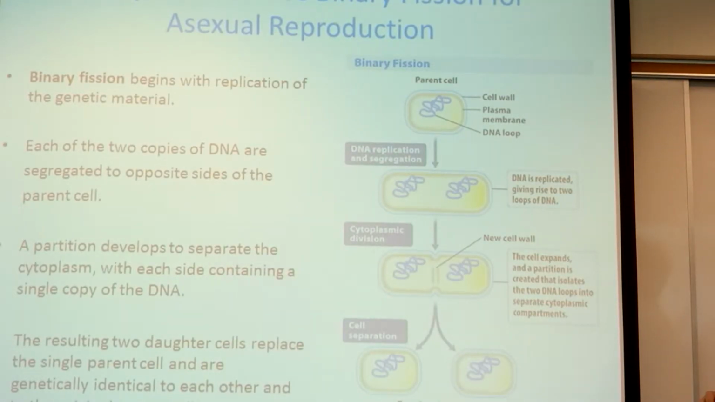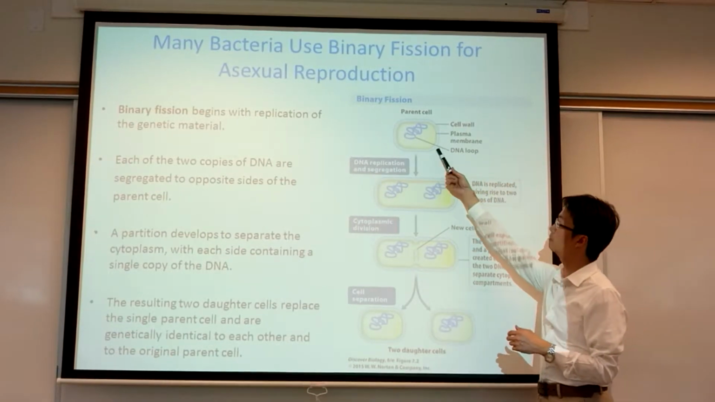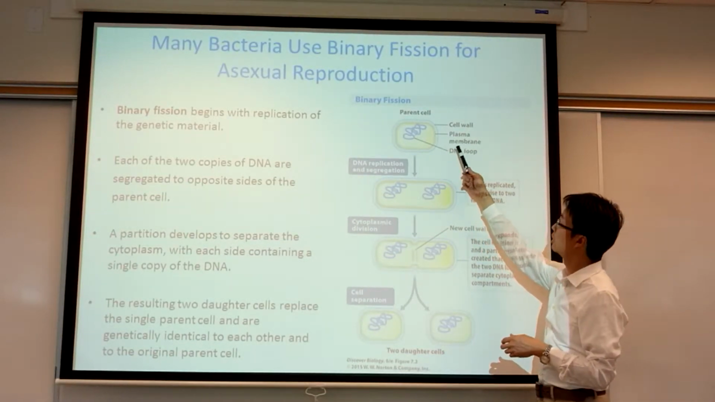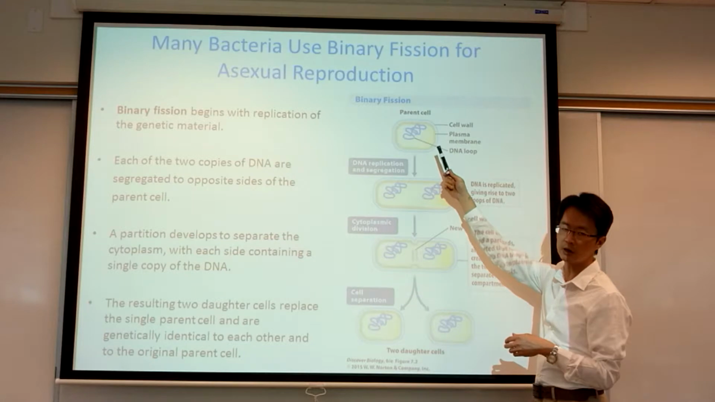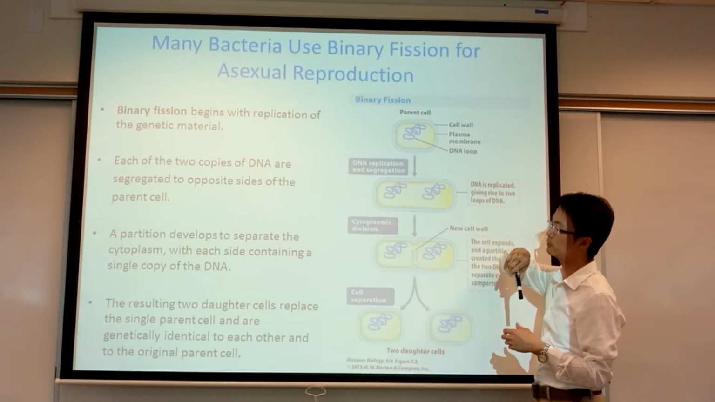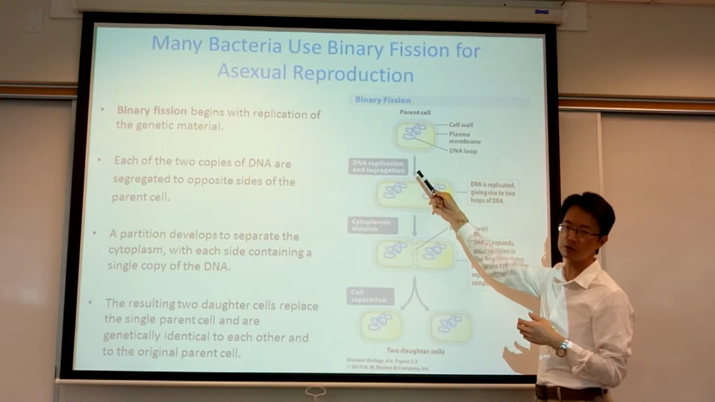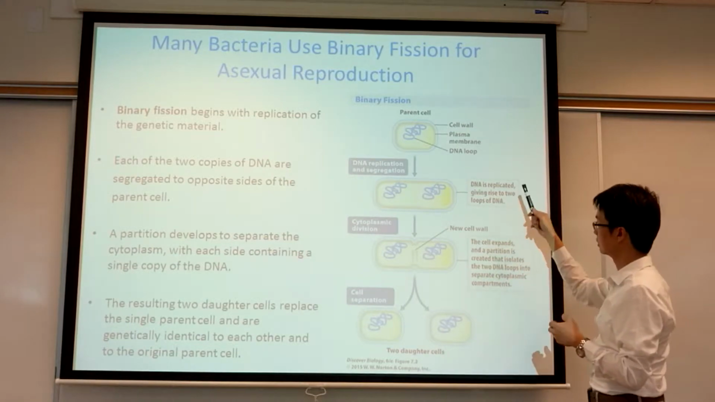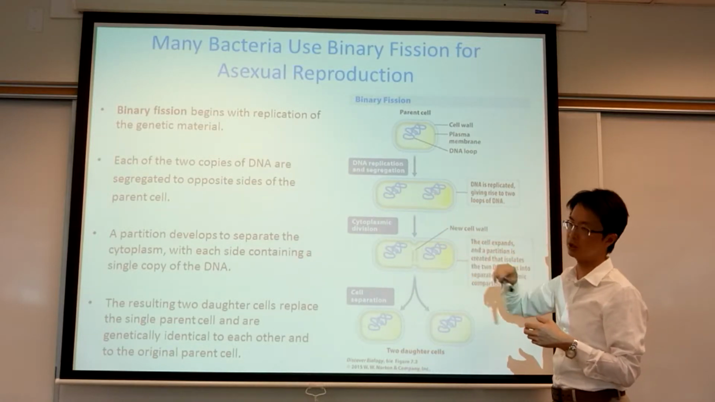So binary fission is the simplest form of cell division and the simplest form of reproduction. You see that at first the parent is like a typical bacterium. You have the plasma membrane, the cell wall, and theoretically you should also have the capsule, but it's not drawn here. And you have the DNA, we call it the nucleoid. It's just a review from your previous lecture. And then you have DNA replication and segregation. Segregation means separation. DNA replication, and then they separate. Then you have two identical nuclei.